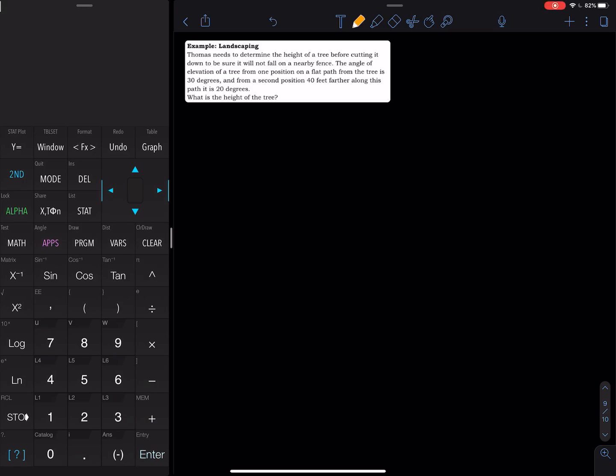All right, more examples related to law of sine. This is a landscaping problem. Thomas needs to determine the height of a tree before cutting it down to be sure it will not fall on a nearby fence. The angle of elevation of a tree from one position on the flat path from the tree is 30 degrees. And from a second position 40 feet farther along this path, it is 20 degrees. What is the height of the tree?